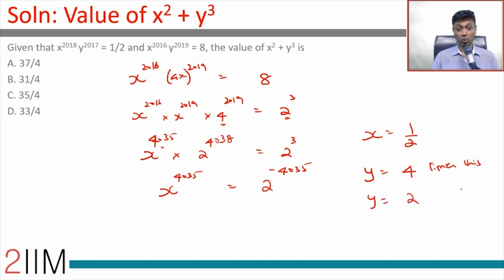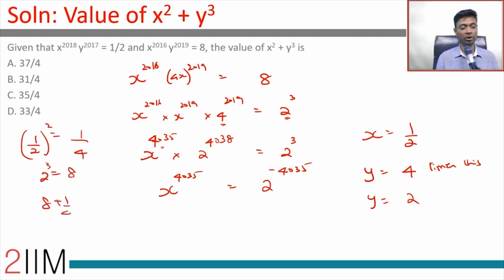X square plus y cube is what we need to find. X square plus y cube. So x square is 1 by 2 whole square, which is 1 by 4. Y cube is 2 cube, which is 8. 8 plus 1 by 4. 32 by 4 plus 1 by 4. 33 by 4. Now for the negative part, we know that x bar 2018 is positive.